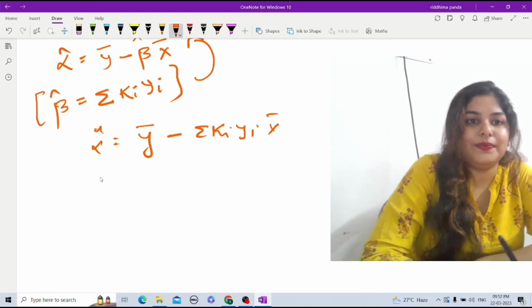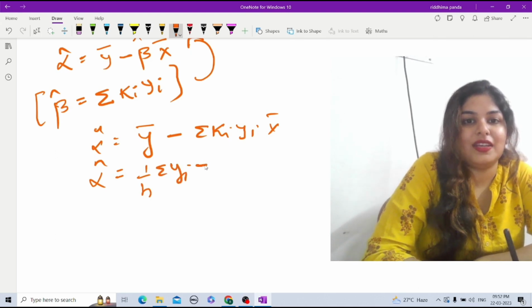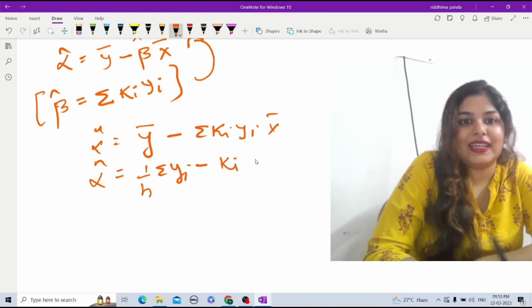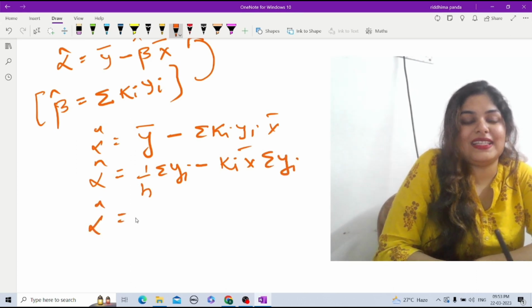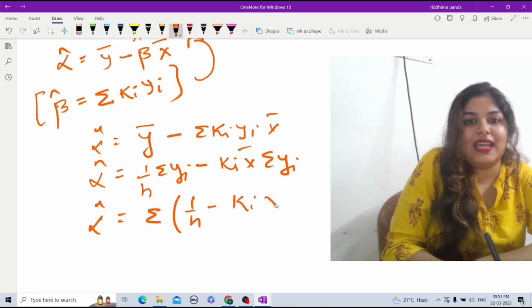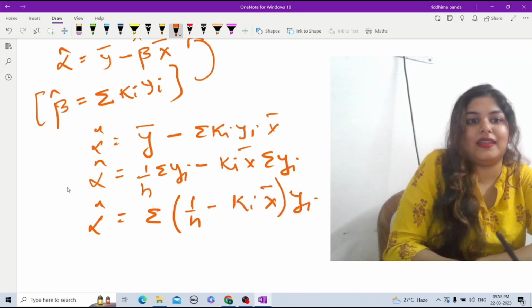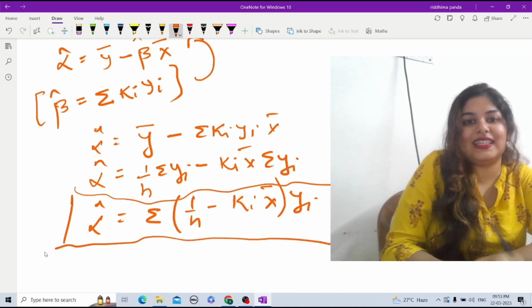Now again here, alpha hat is equals to then what? 1 by n summation yi minus ki x bar summation yi. So alpha hat is equals to, if I take summation (1 by n minus ki x bar) into yi, right? So alpha hat can be written in this form.